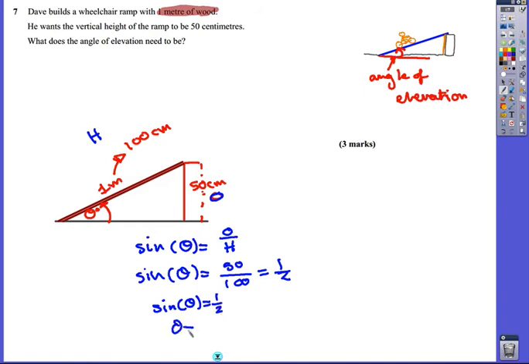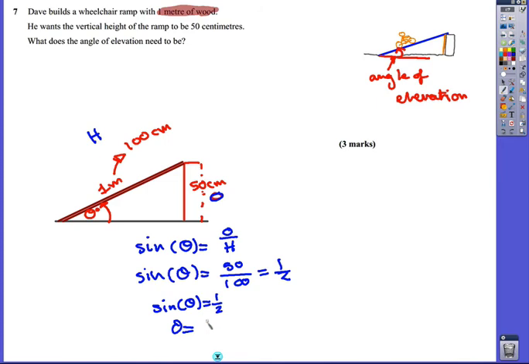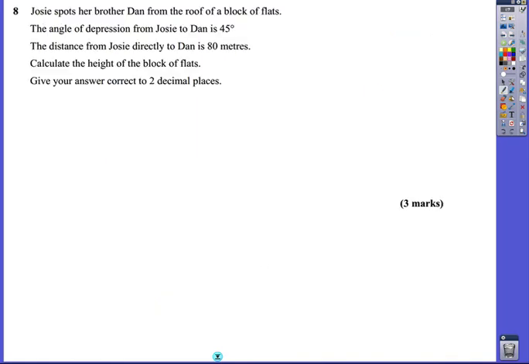So theta, we just have to do the inverse sine of a half, or we can use what we did here, I guess. Do we have sine 30? No, we don't. It should be 30 degrees. So inverse sine of a half is 30 degrees. So this angle is 30 degrees. Bit of a messy question, but it's really nice.